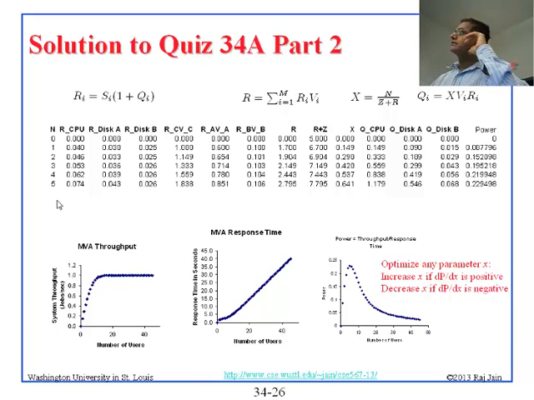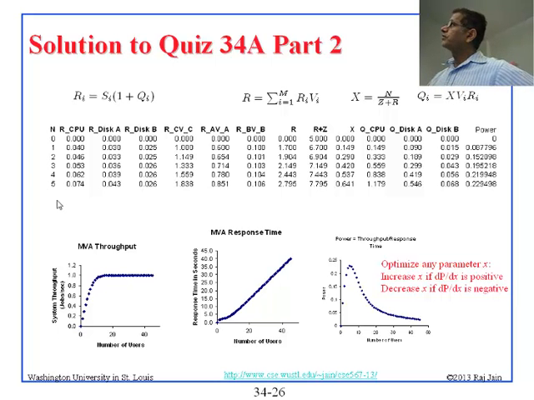Because N equal to 0, you can see right here. Here's the answer. N equal to 0, everything is 0 here except R plus Z, because Z is not 0. So R would be 0 and R plus Z would be 5. And everything else is 0.